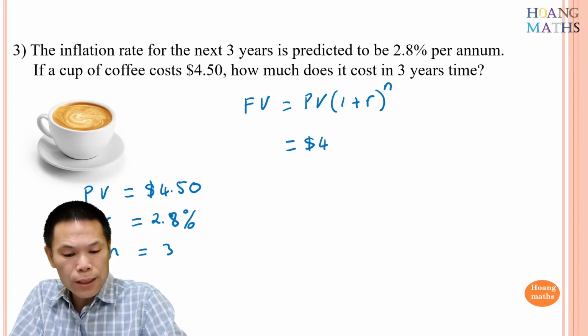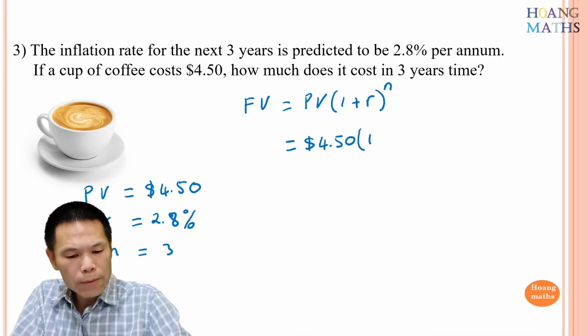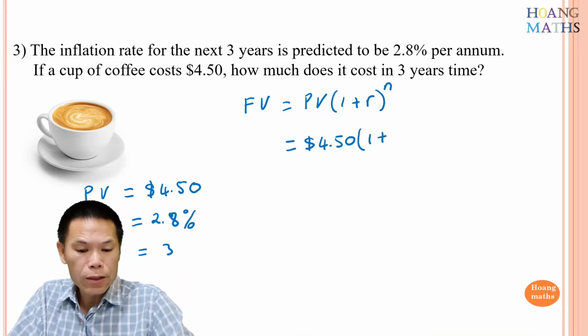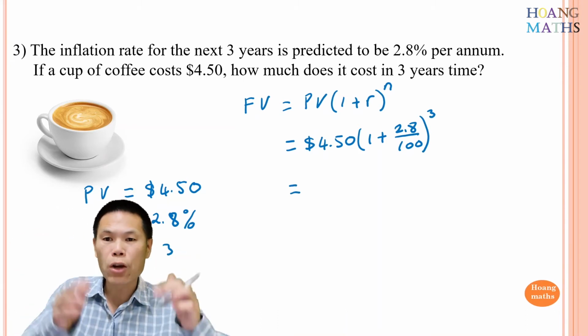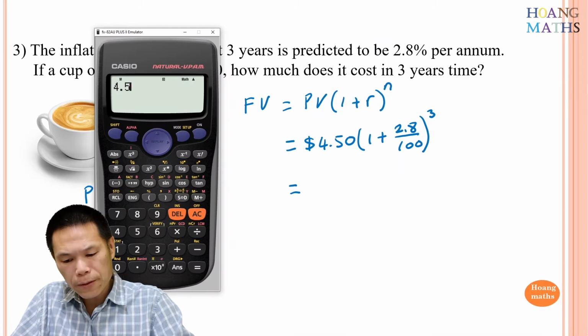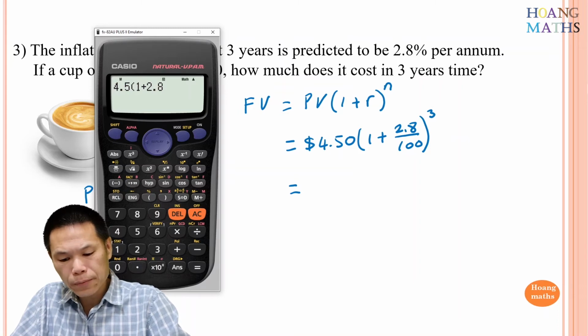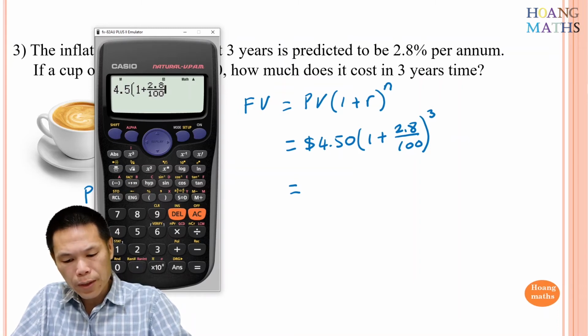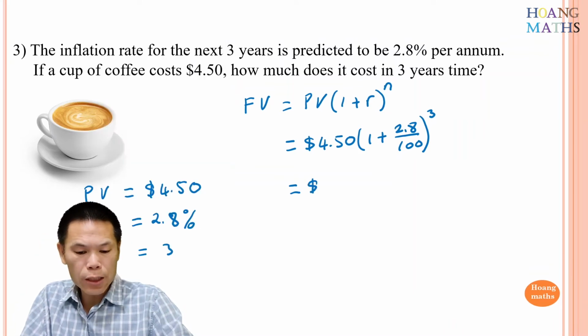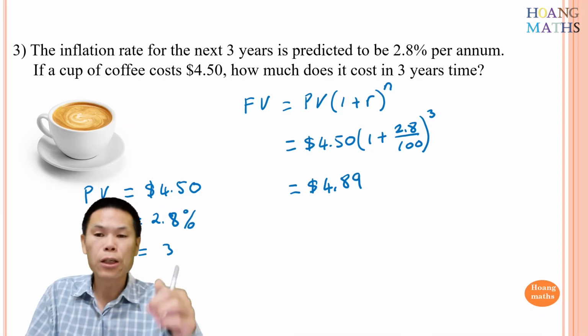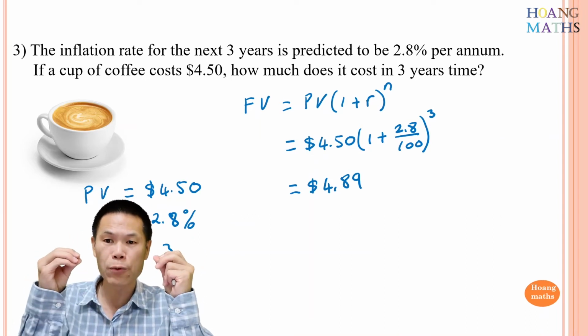Now I put that in the formula: $4.50 times (1 + the inflation rate 2.8%) to the power of 3, so N is 3. Now I put that on a calculator: 4.5, times 1 plus 2.8%, and power of 3. So there you go, $4.89. We round to 2 decimal places because we're dealing with money.